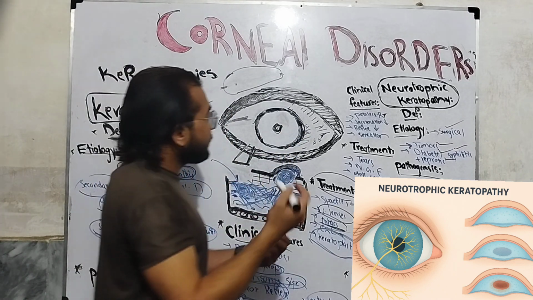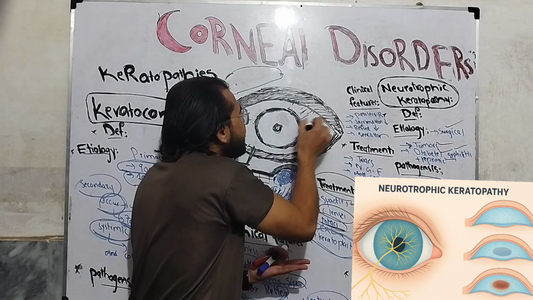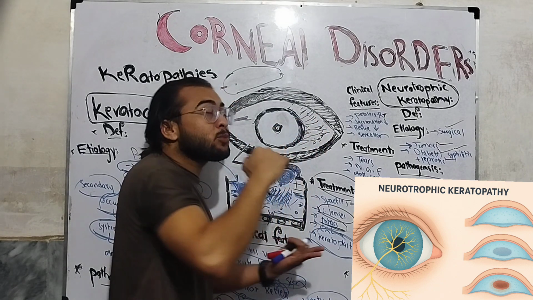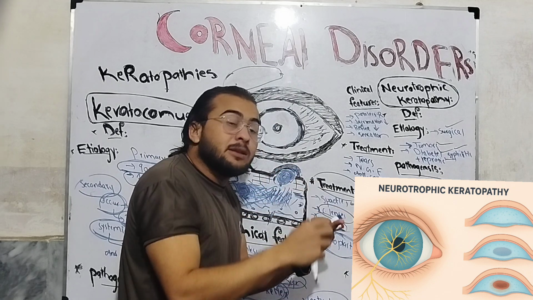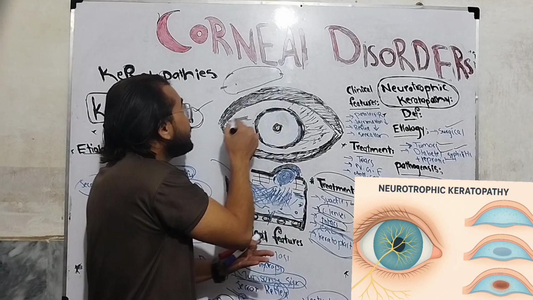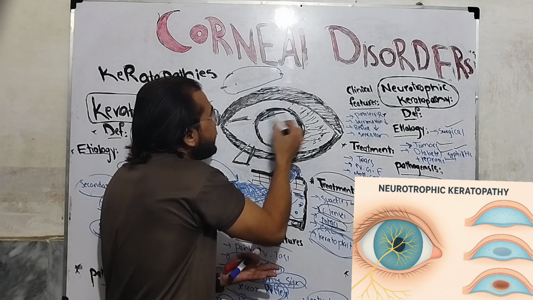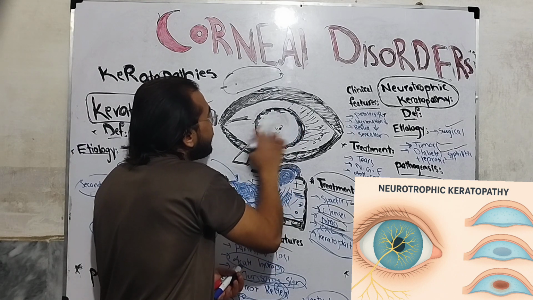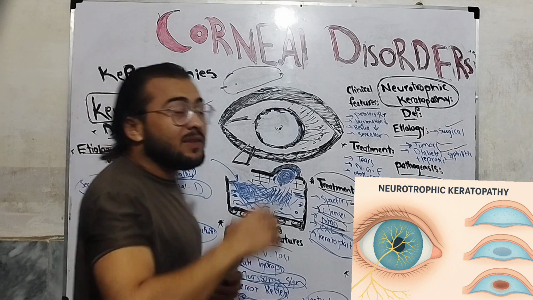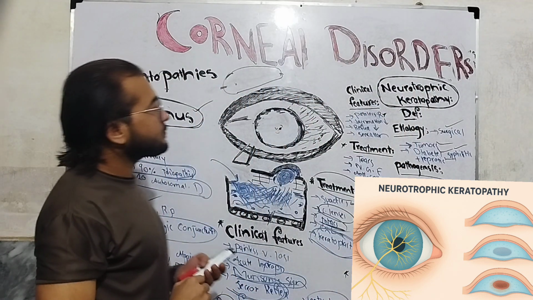So by these three mechanisms, the trigeminal nerves are protecting the cornea. By removing the reflex tearing, the blinking reflex, and the neuropeptides, the corneal epithelium will be damaged. This is the basic pathogenesis of neurotrophic keratopathy.